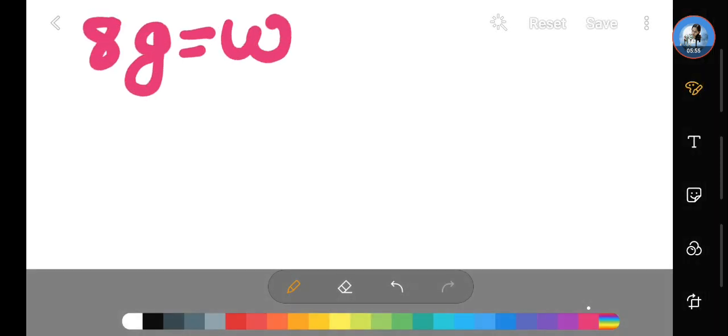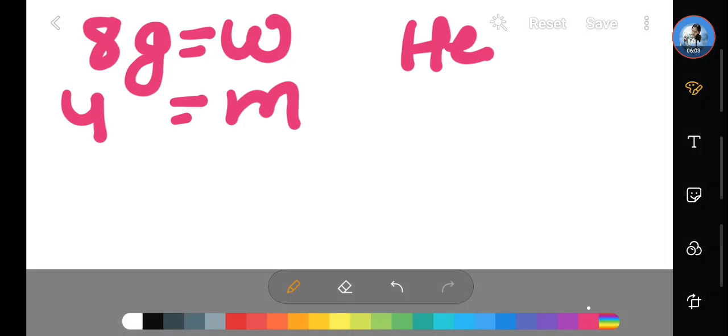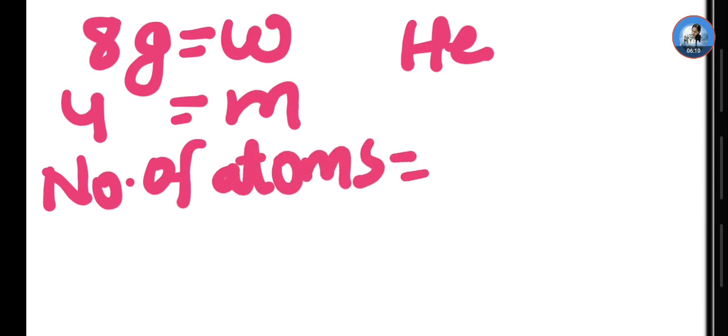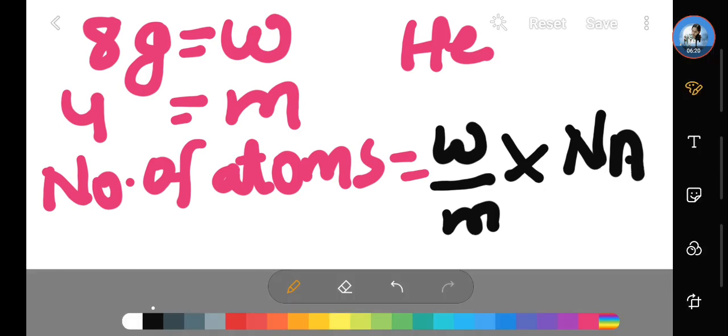8 gram. It is given mass, that is W. And we talk about helium, and for helium molar mass is 4. We have to count the number of atoms. So what is our formula? Very good. That is W upon M into Na. W is given here, M is given here, and the value of Na, you know very well. What is the value of Na? 6.022 into 10 raised to power 23.